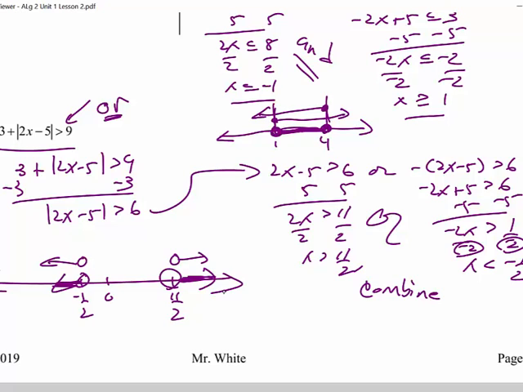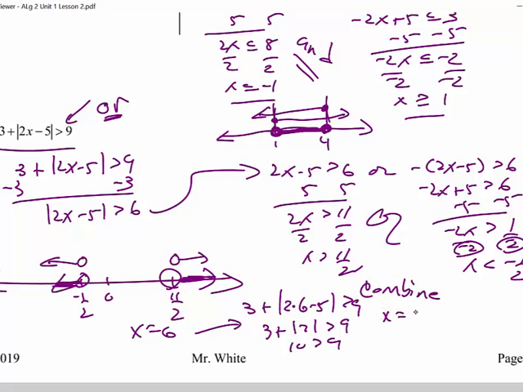And you can pick a number. 11 halves is 5.5, so you can pick 6. Plug it into the original equation. So I'm just going to test x equals 6. That would be 3 plus the absolute value of 2 times 6 minus 5 is greater than 9. Quick arithmetic: 2 times 6 is 12. 12 minus 5 is 7. So that's the absolute value of 7 is greater than 9. The absolute value of 7 is 7, plus 3 is 10. It works. So that's x equals 6.